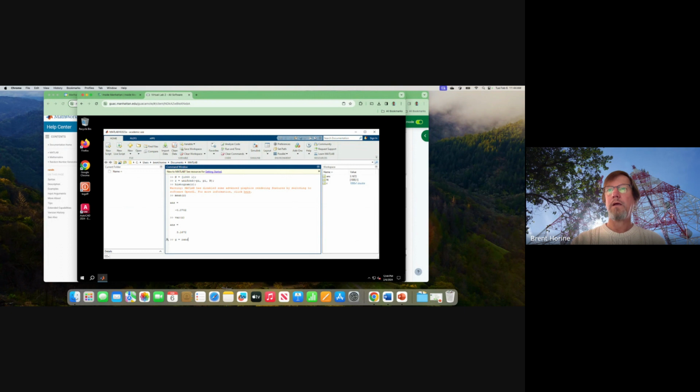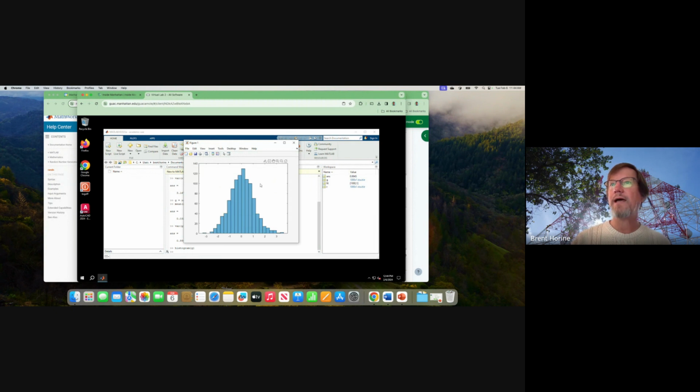Then we can create this, and now if we look at the mean of G, that's pretty close to 0. If we look at the variance of G, that's pretty close to 1. Histogram, we'll look at that real quick. Now that looks like a nice bell-shaped curve, right?